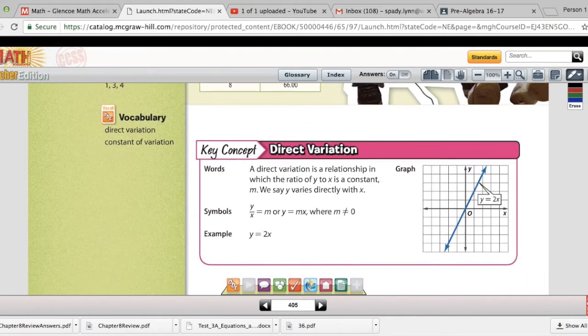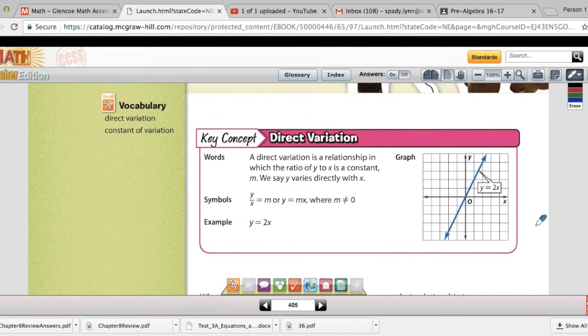So we have two vocabulary words, direct variation and constant of variation, and the key concept here, make sure you make note of this. A direct variation is a relationship in which the ratio of y to x is constant. So when we take the y value divided by x, we're going to be getting the same number each time, no matter what values we pick for x and y. So (0, 0), (1, 2), no matter what point we pick on the line, that is going to be a constant. And another way to say that is we say that y varies directly with x.